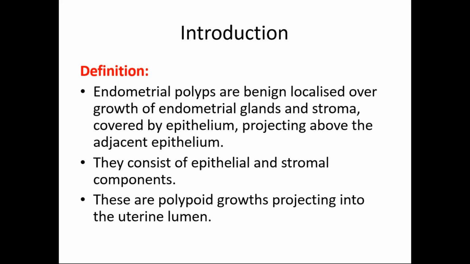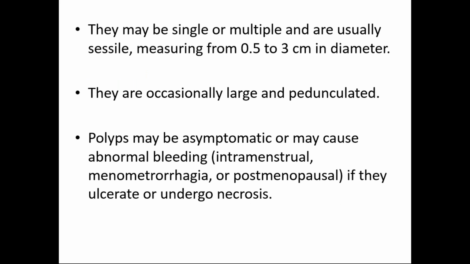Endometrial polyps are benign, localized overgrowth of endometrial glands and stroma covered by epithelium projecting above the adjacent epithelium. They consist of epithelial and stromal components. So these polyps also contain both epithelial as well as stromal components, as in the case of normal endometrium. And these are polypoid growths projecting into the uterine lumen. These are the polypoid growths which arise from the endometrium and project into the uterine lumen.